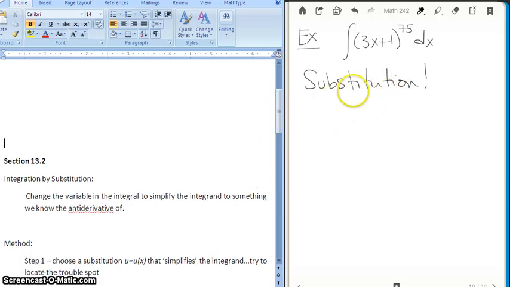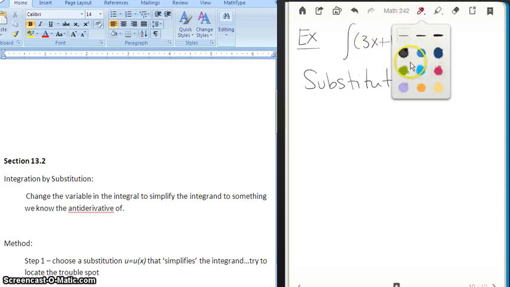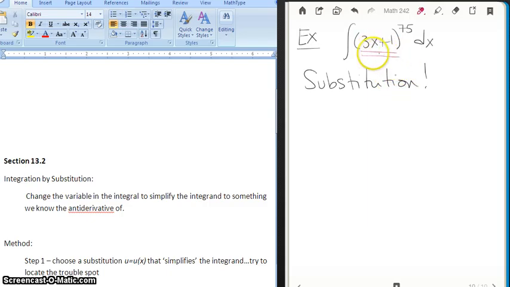Okay, so how this process works is to locate the trouble spot first, right? The trouble in our problem here is that we have something besides plain old x or a variable, something inside of these parentheses being raised to the 75th power. That's our trouble spot right there. Let me underline it for you in a color. If this just said x to the 75th, we would know immediately what to do. Or if this said u to the 75th, we would know what to do, if it was just a single letter in here.